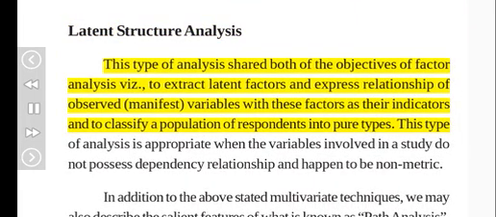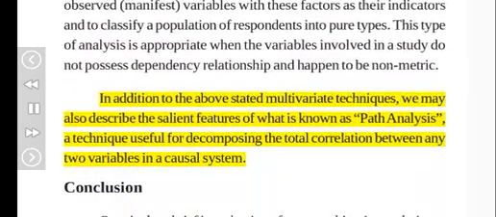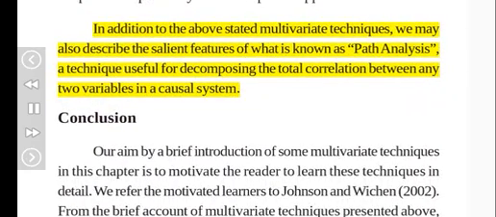This technique shares both of the objectives of factor analysis, viz. to extract latent factors and express the relationship of observed manifest variables with these factors as their indicators, and to classify a population of respondents into pure types. This type of analysis is appropriate when the variables involved in a study do not possess dependency relationship and happen to be non-metric. Among the above stated multivariate techniques, we may also describe the salient features of what is known as path analysis, a technique useful for decomposing the total correlation between any two variables in a causal system.